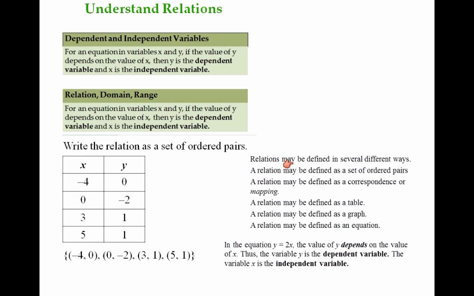a relation may be defined in several different ways. The relation may be defined as a set of ordered pairs, like in this case here we have a set of ordered pairs. The relation may be defined as a correspondence or mapping. The relation may be defined as a table, as a graph, as an equation.